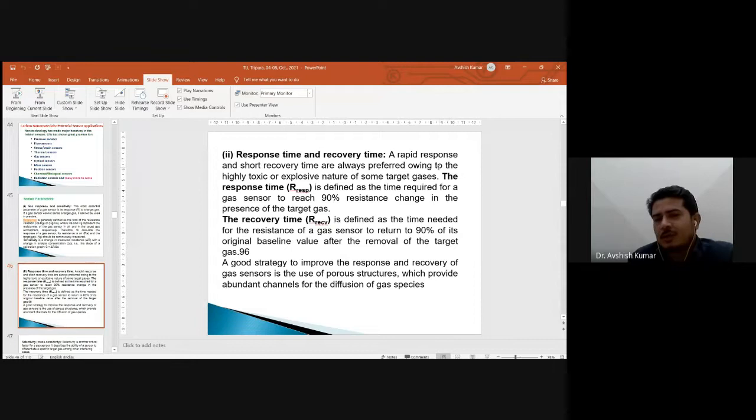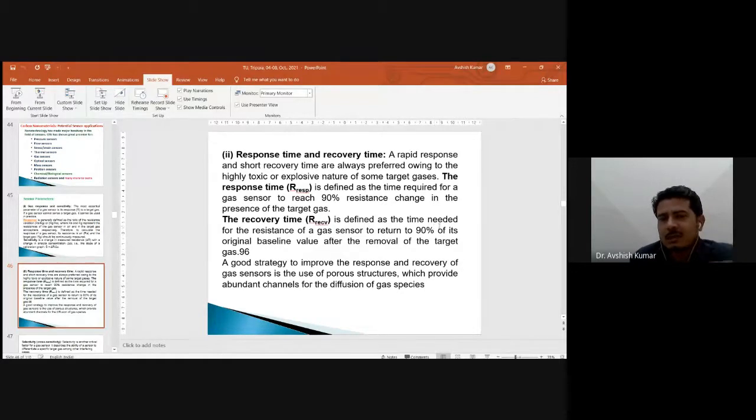So if you are making a sensor, obviously the response time should be very short, meaning immediately if there is any leakage of any toxic or explosive gas, it should respond. So that response time should be very short. In our case, I could not mention that data here, but we have very recently worked on ammonia sensors, carbon monoxide sensors, and NO2 sensors.